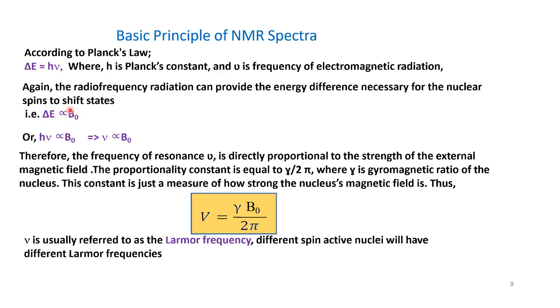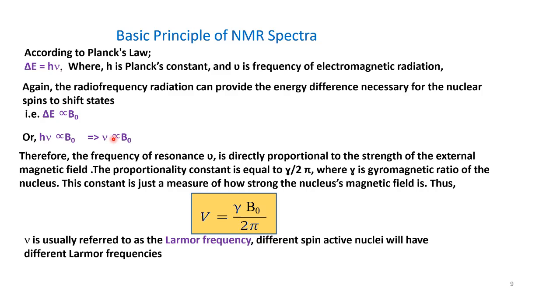So the delta E will provide the difference in the energy or radiation necessary for the nuclear spin to shift state. That is also expressed as delta E is directly proportional to B naught. So now if we put delta E equals h nu here, h nu is directly proportional to B naught. That means nu, that is the frequency, is directly proportional to B naught. And B naught is the strength of the external magnetic field basically.